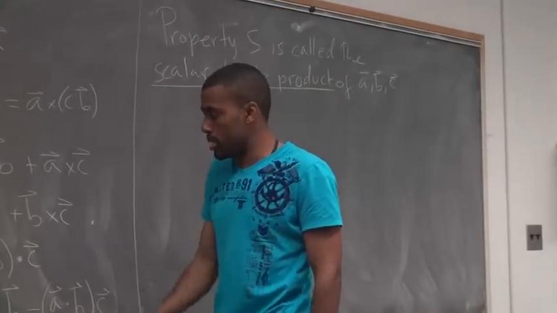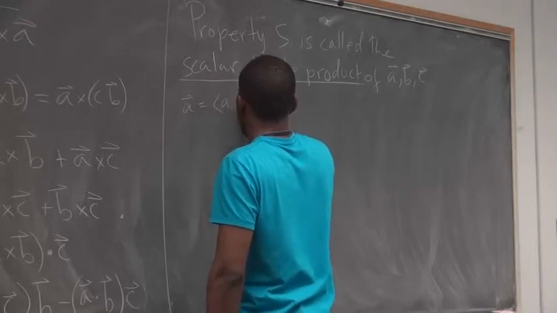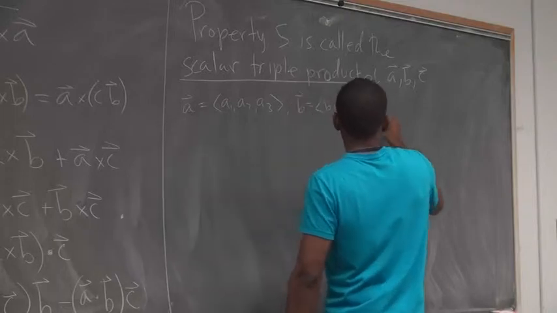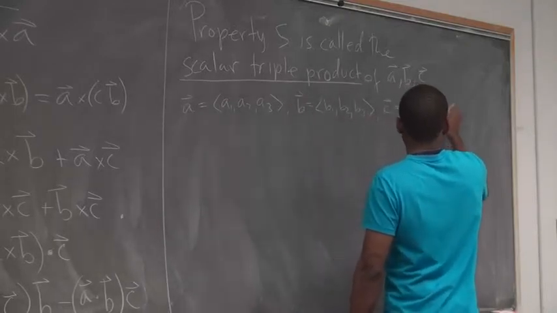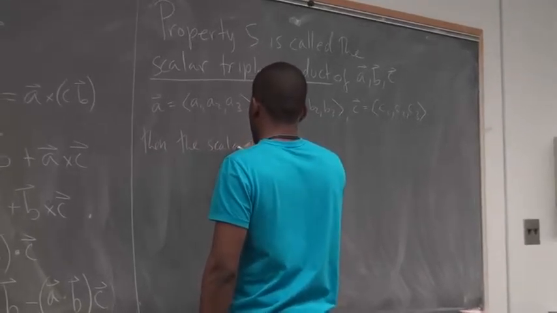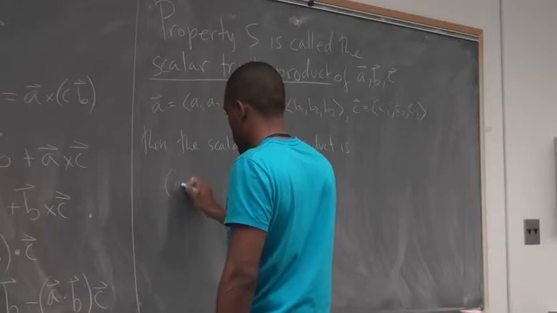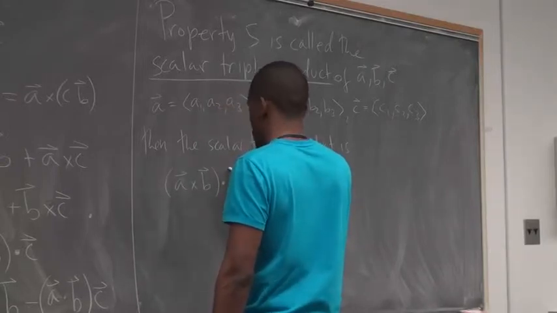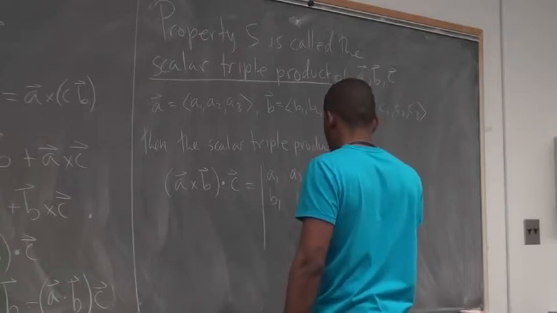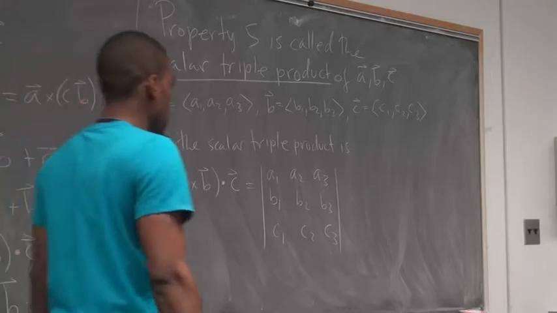Something called a scalar triple product. It's actually the guy that looks like this. And if A equals A1, A2, A3, B equals B1, B2, B3, C equals C1, C2, C3, then the scalar triple product is that guy, which is the same matrix thing.